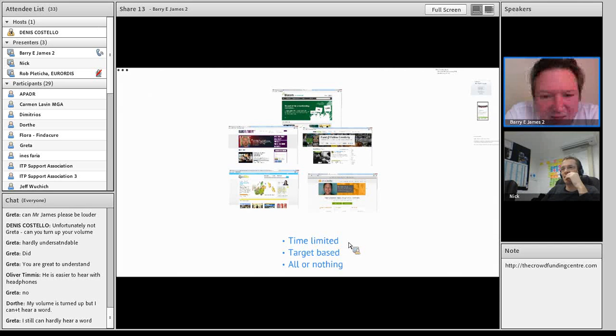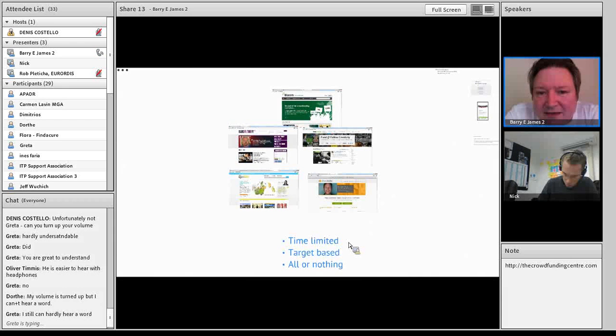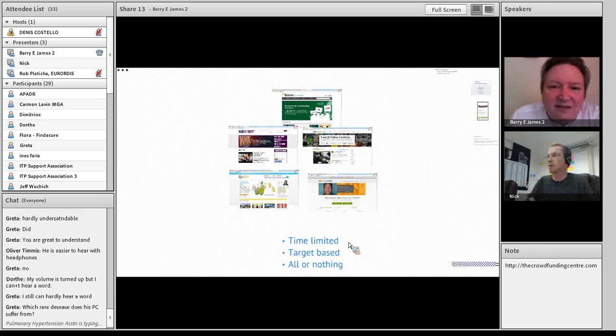Indiegogo, for example, which is one of the bigger American-based platforms, do offer an all or nothing service, but they also offer a keep what you raise service as well. They charge a little bit more for that. So if you set yourself a target of $50,000, but you only raise 30, under the all or nothing regime, you get nothing. The money's never collected or returned to sender. Under the Indiegogo keep what you raise scheme, you of course keep what you raise. Most of the platforms charge, the norm is about 5% of what you raise, and that's taken at source when you raise.